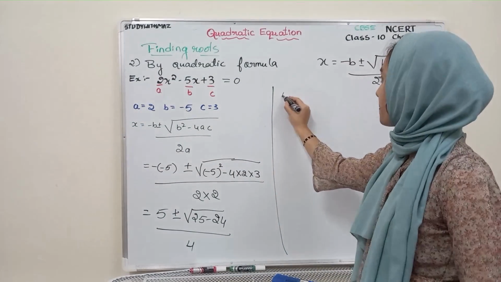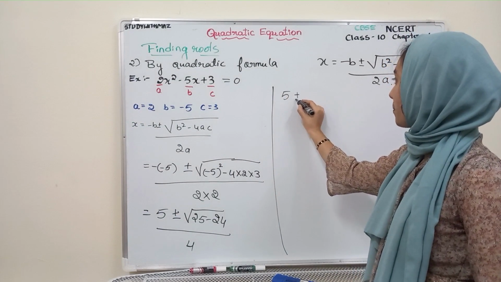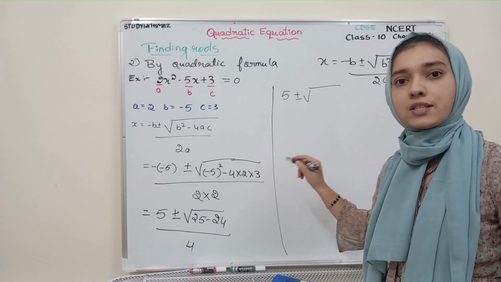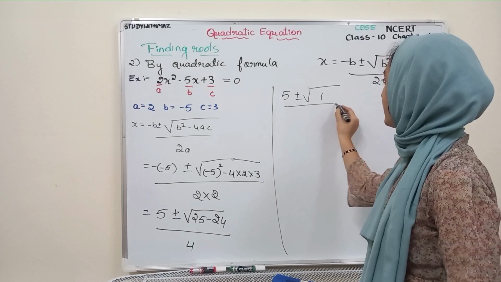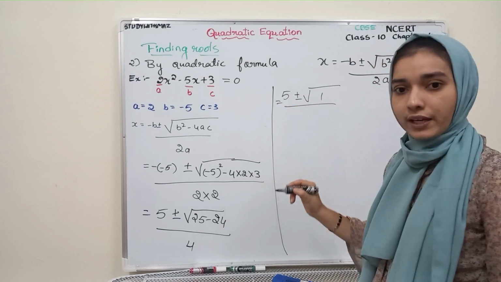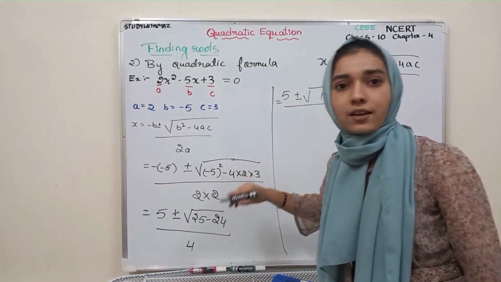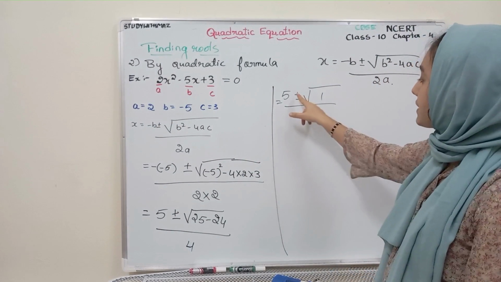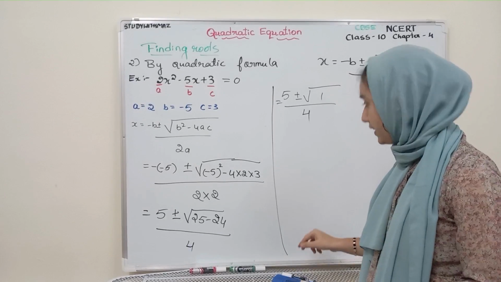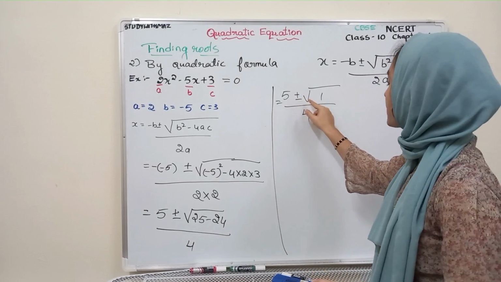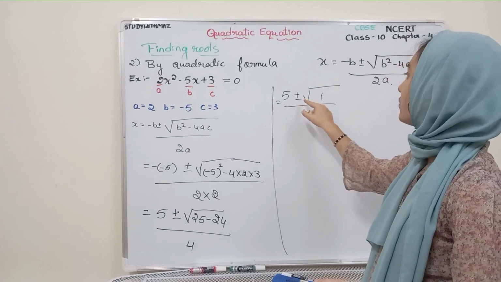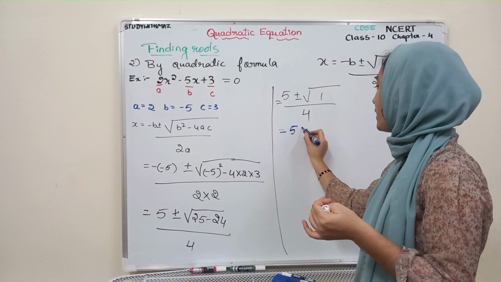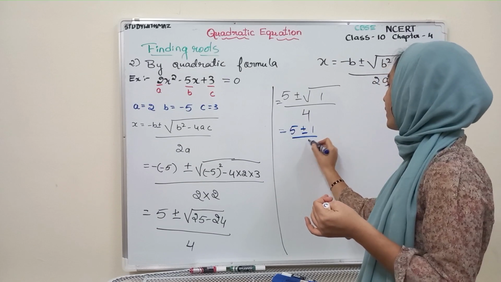Now 5 plus or minus square root of 25 minus 24 is 1. Divided by 4. You should carry the equal to sign also, okay? That side x is there, okay? Now here plus or minus is there. It says once we have to take plus root 1 and once we have to take minus root 1. Root 1 value is 1 itself. So 5 plus or minus 1 divided by 4.